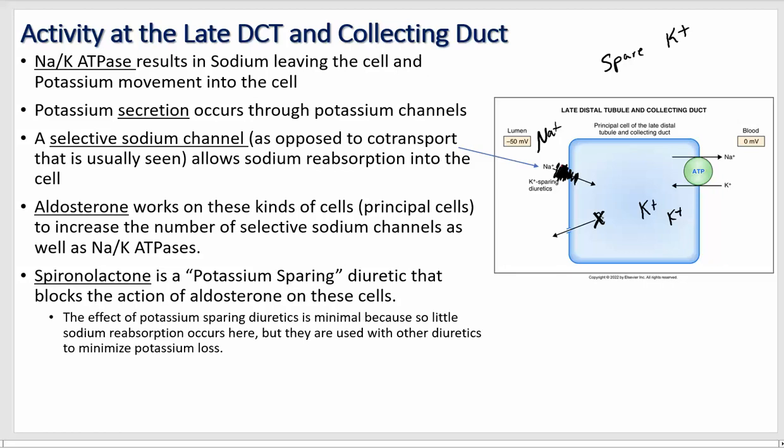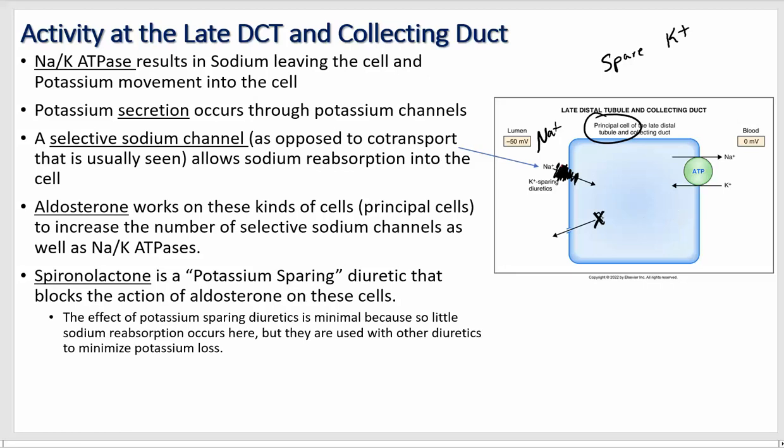So aldosterone works on these. Okay, hold on. Potassium secretion occurs through potassium channels. A selective sodium channel, as opposed to the cotransport that's usually seen, allows sodium reabsorption into the cell. So aldosterone works on these kinds of cells. They're called principal cells. It increases the number of these selective sodium channels, as well as the sodium-potassium ATPases.